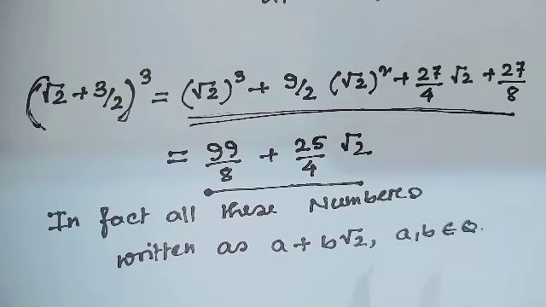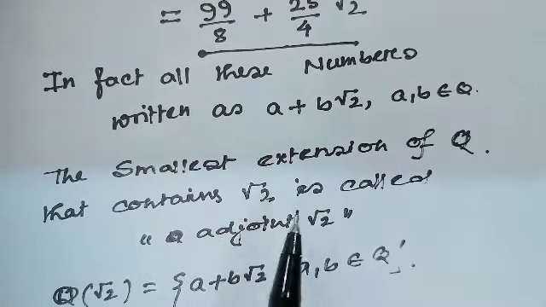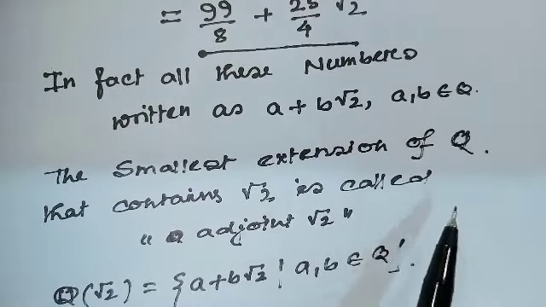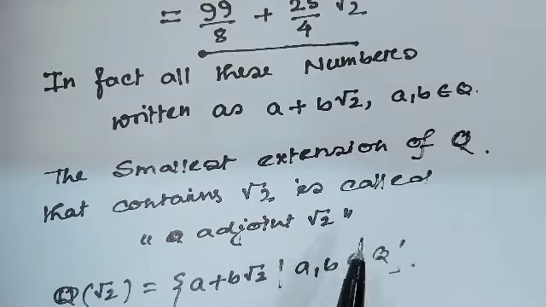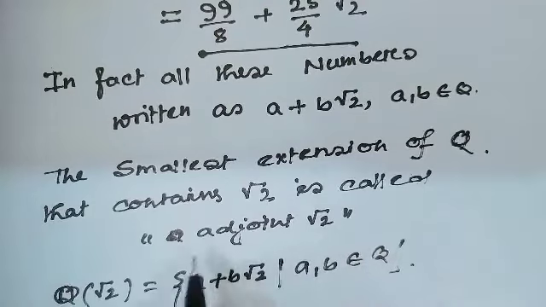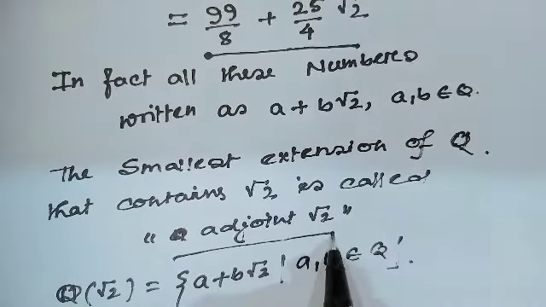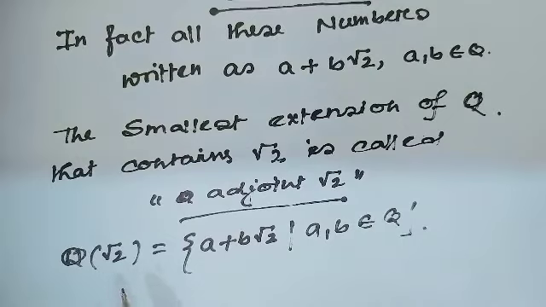How about the elements of the extension field Q(√2)? Well, that means the smallest extension of Q that contains √2 is called Q adjoin √2, written Q(√2). And the elements of Q(√2) are the set of those elements a + b√2, where a, b belong to Q.